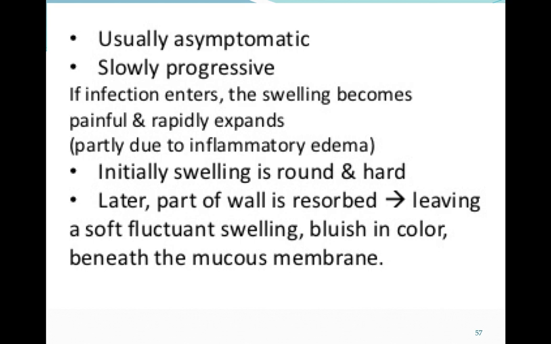Usually asymptomatic, slowly progressive. If infection enters, the swelling becomes painful and rapidly expands, partly due to inflammatory edema. Initial swelling is round and hard. Later, part of the wall is resorbed, leaving a soft, fluctuant swelling, bluish in color, beneath the mucous membrane.